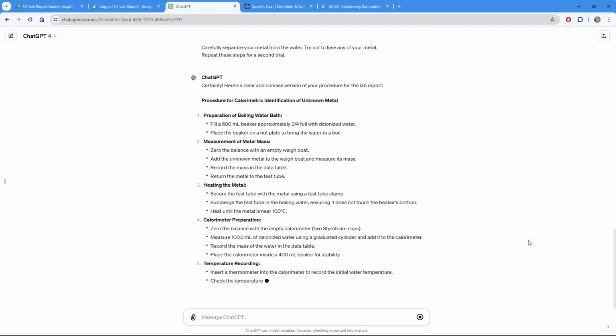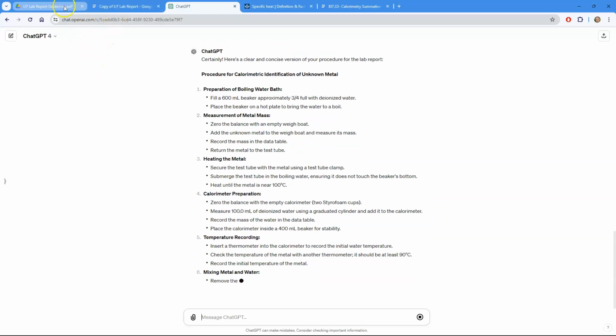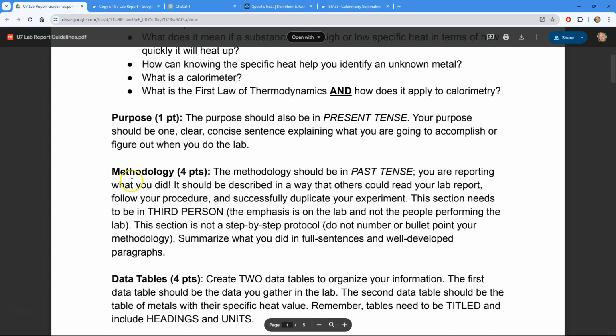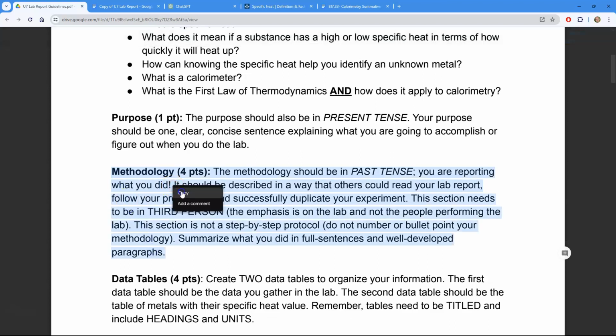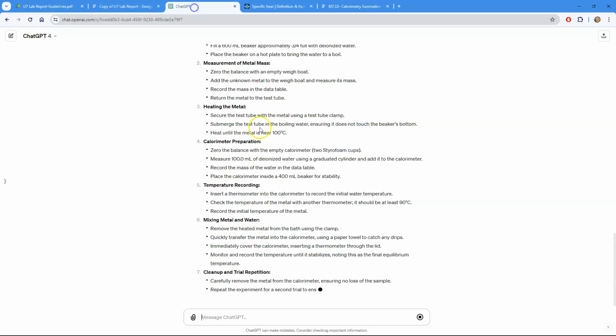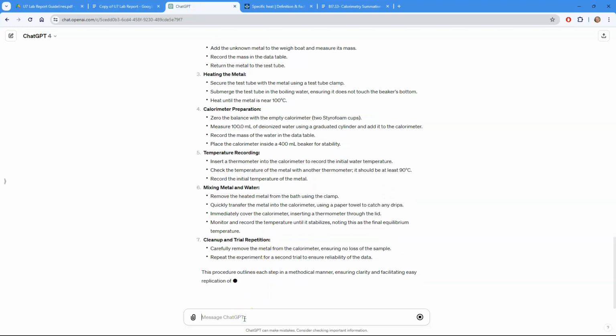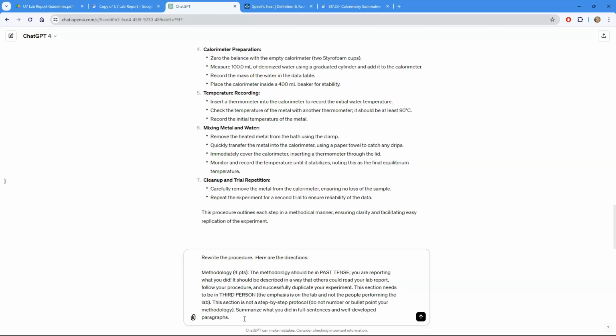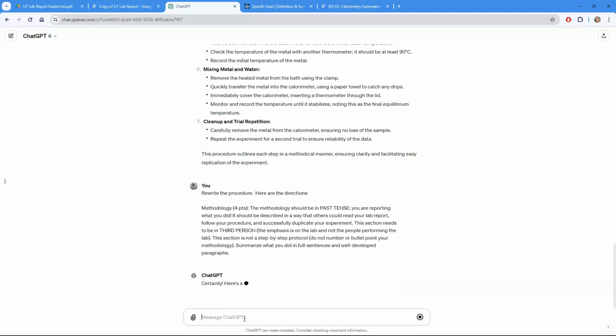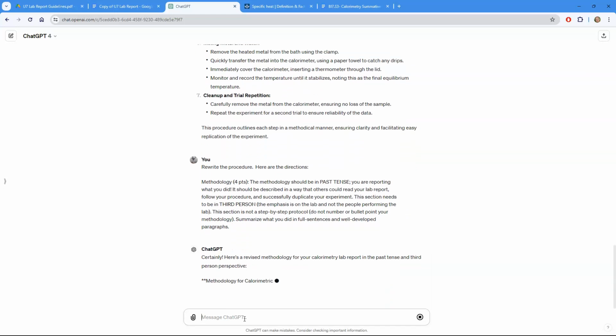So I'm going to let this finish up. And while it's doing that, I'm going to go back to the directions. When you provide AI information, it's good to provide the directions from the assignment. So I'm going to take the directions, I'm going to copy them, and when it's done, I'm going to paste in the directions. So let's see how it does now.